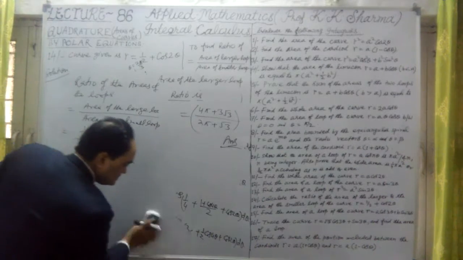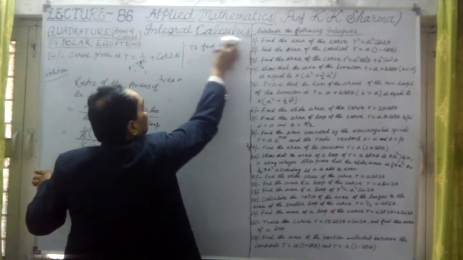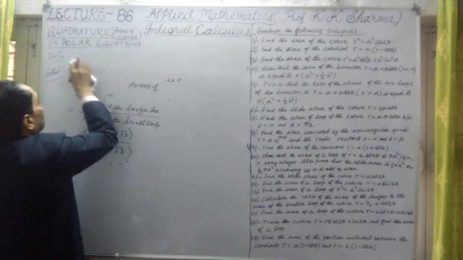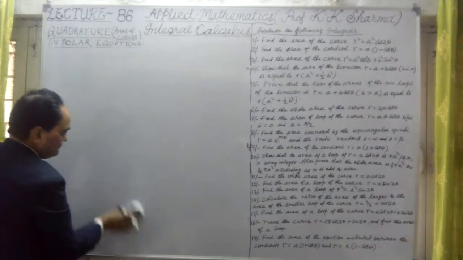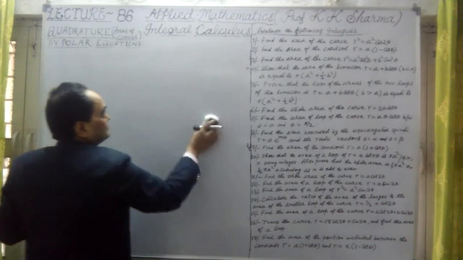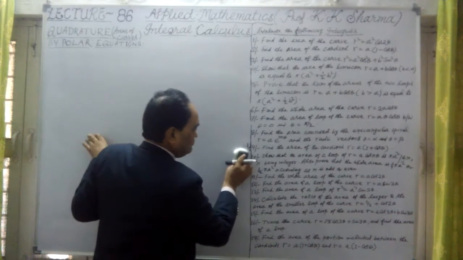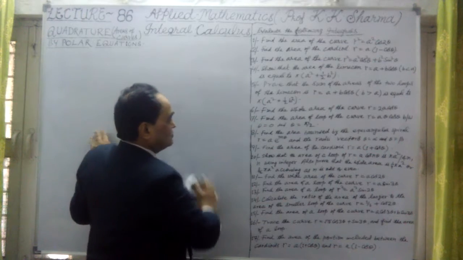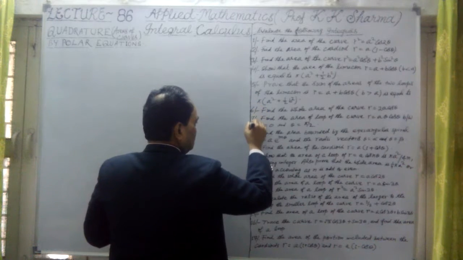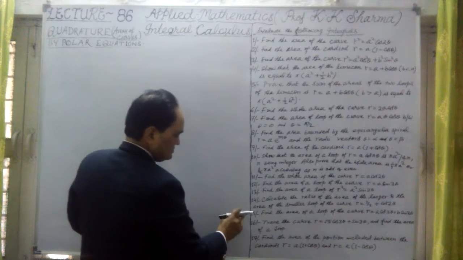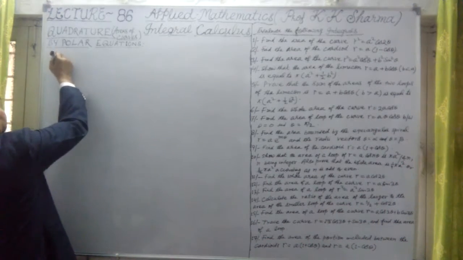Question number 15 here. What does the 15th question say? Now we are talking about areas of the curves by polar equations. This is the first exercise in polar equations, areas under polar equations. This is the area by the polar equations we have discussed. Now the 15th question, let me talk about.